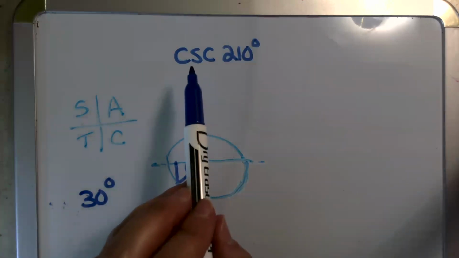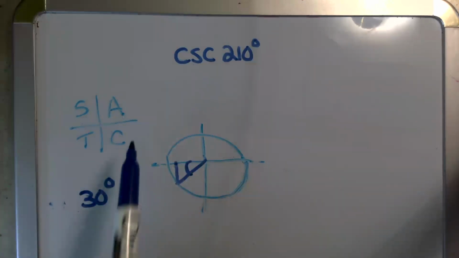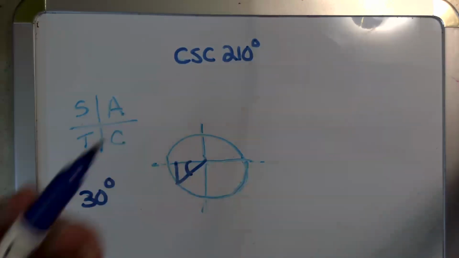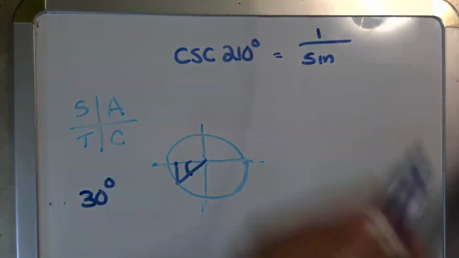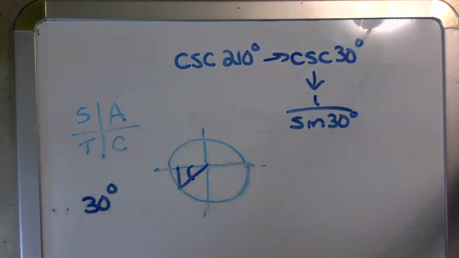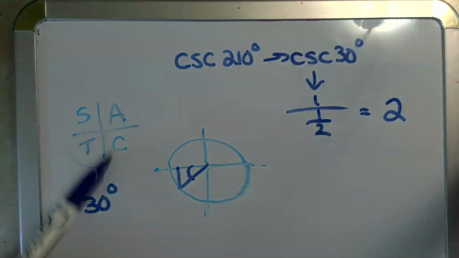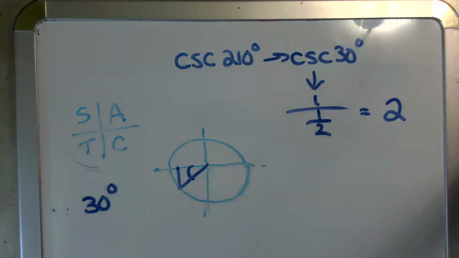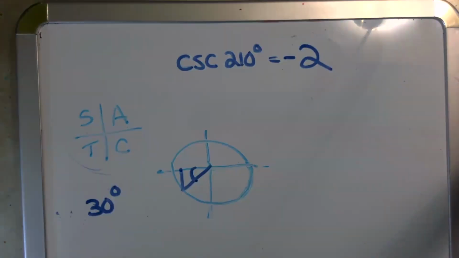Okay, cosecant. Well, wait a minute, all students take calculus. Yes, thank you. But cosecant, we know, is the same as 1 over sine. So sine of 30 degrees, well, we just established that. That's 1/2. And 1 over 1/2 is 2. And now we check all students take third quadrant tangent. Sine is not positive there either. So cosecant of 210 is -2.